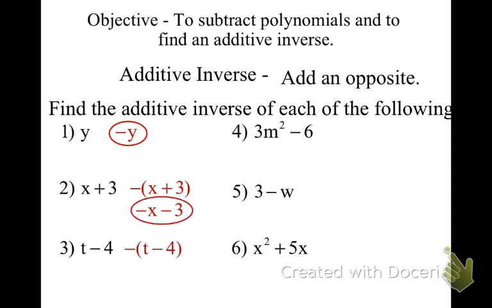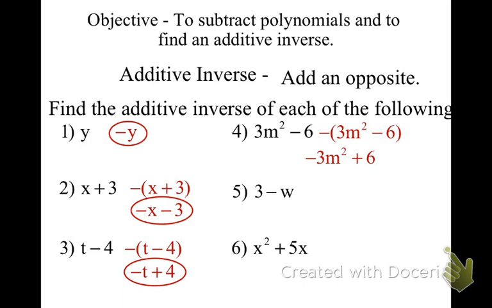Negative times t is negative t, and negative times negative 4 is positive 4. We're taking the opposite of all signs. When I look for the additive inverse, we're looking for the opposite of all terms. The additive inverse would be negative 3m squared times negative 6, so it would end up being negative 3m squared plus 6.